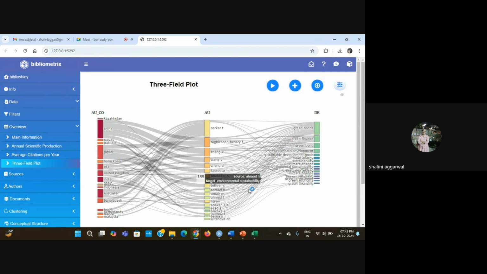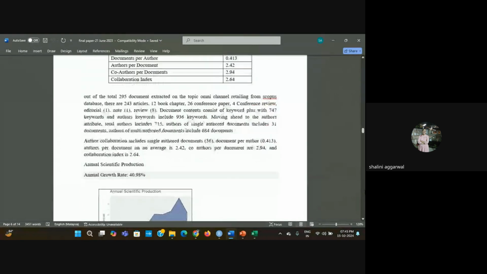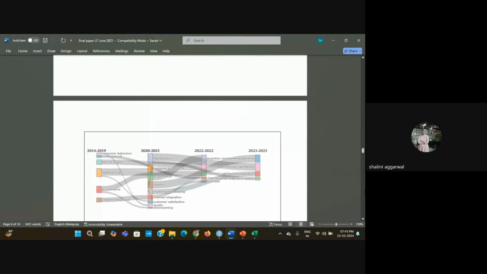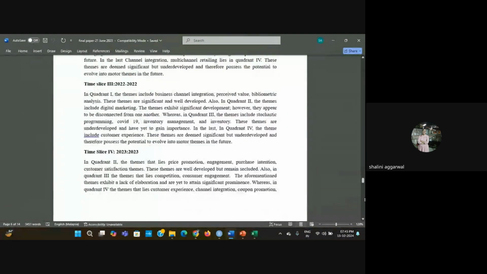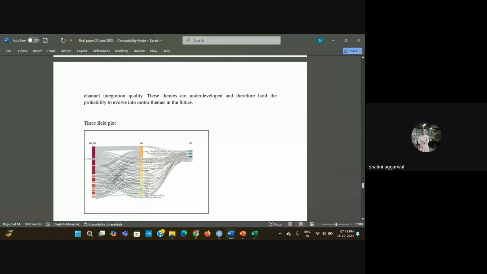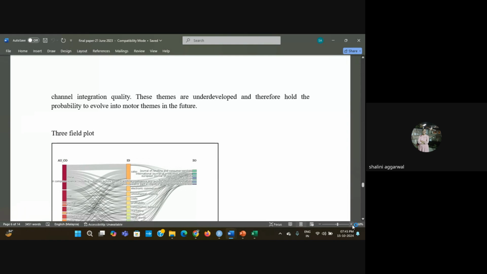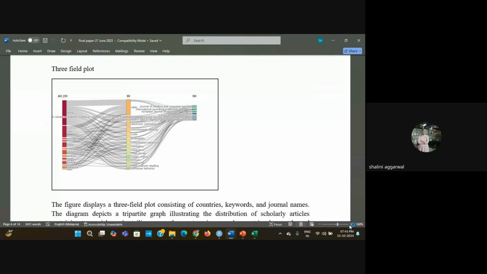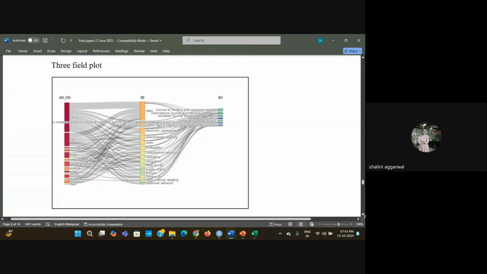So how you have to write it, let me take you to my paper for this. This is the main information. This is the thematic evolution. One minute, let me time slice. Look at this. Okay, let me show you this. This is a 3-field plot. This is from another paper of mine. This paper of mine is already published.